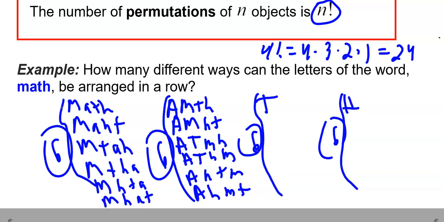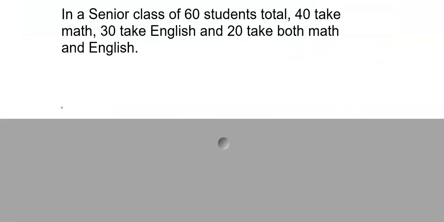Let's try a question that really doesn't have to do with order. And this is a very classic kind of math problem. In a senior class, there are 60 students total, not too much different than St. Mary's. 40 take math, 30 take English, and 20 take both math and English. It's kind of unusual, but that happens sometimes.